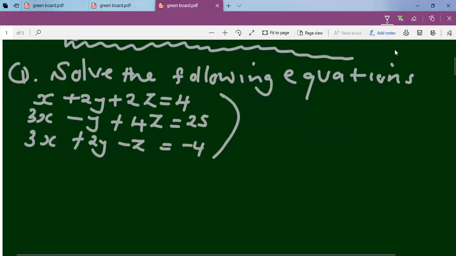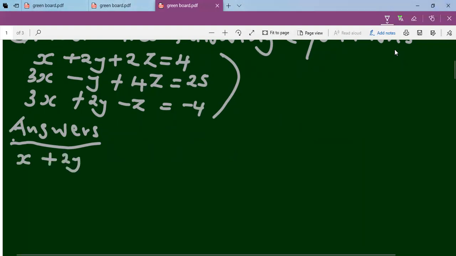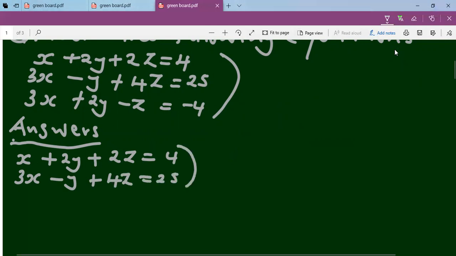Okay. So how do we solve these? By elimination. So we are going to say these are our answers. You can see that we have got 3 equations, so we can pair them. You can pair equation 1 with equation 2. So we can say x plus 2y plus 2z is equal to 4. Then we pair this one with the second one, which is 3x minus y plus 4z is equal to 25. We can do this. And we can pair maybe the first one, the order does not matter.